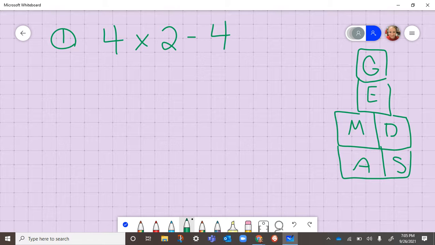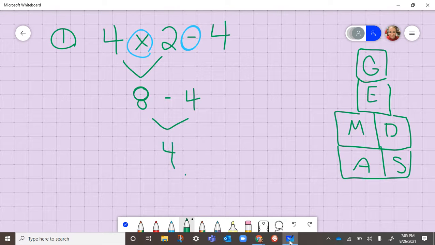Here I see that I have a multiplication and a subtraction. My multiplication comes first before the subtraction because that block is on top. So I'm going to multiply 4 times 2, which is 8. Then I'm going to subtract 4. I'm just bringing that down. And then 8 minus 4 is 4. So your answer on that one should be 4.